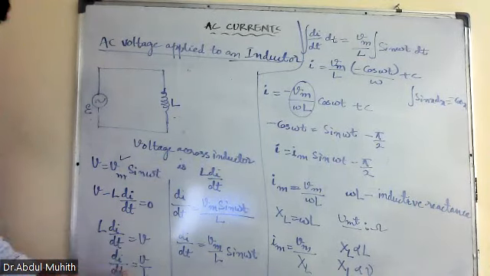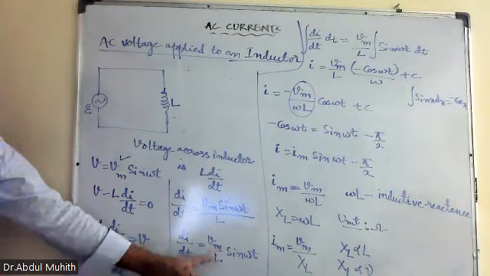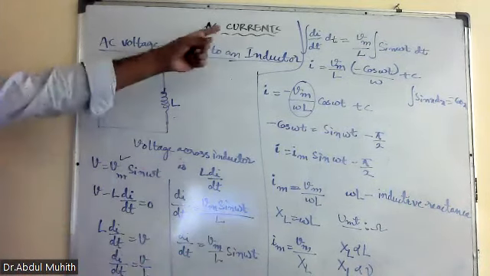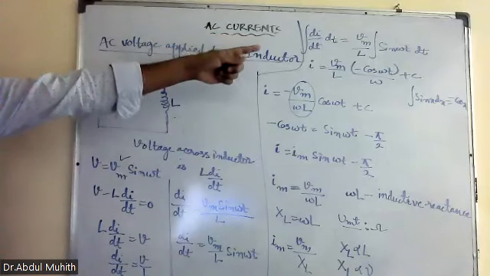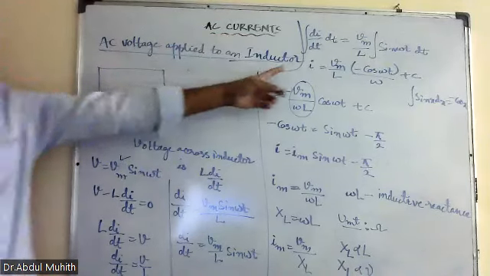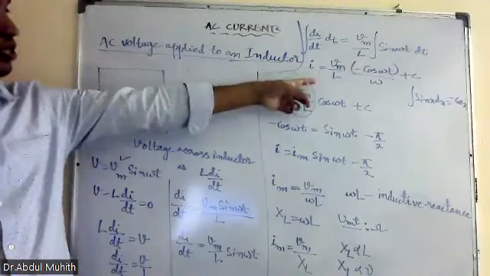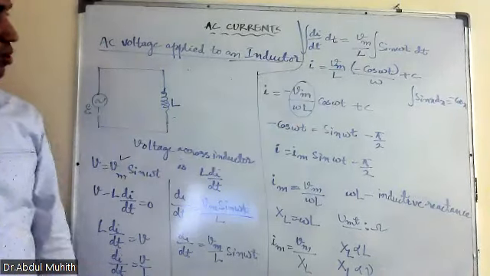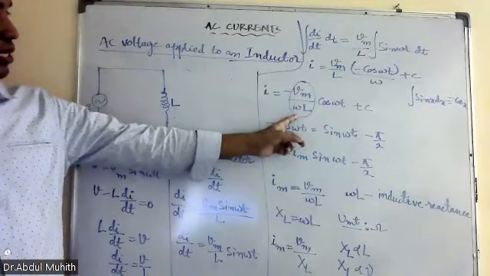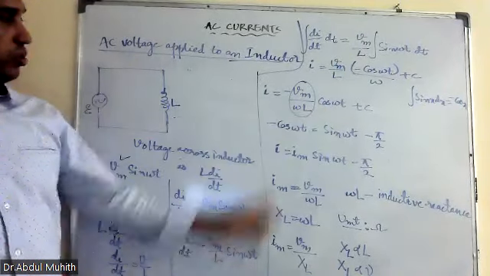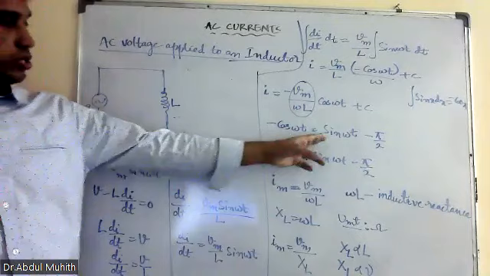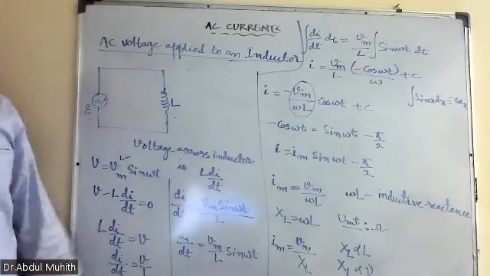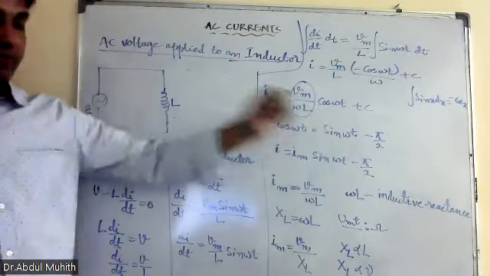So di by dt is equal to Vm sin omega t divided by L, that is Vm by L into sin omega t. Then integrate it with respect to dt. So I is equal to Vm by L times the integral of sin omega t, which is minus cos omega t divided by omega, plus c. So minus Vm by omega L into cos omega t plus c. Here minus cos omega t is equal to sin omega t minus pi by 2. That means you can convert cos into sin in this way.